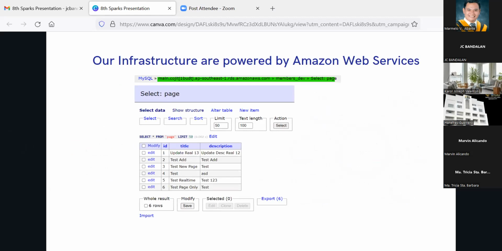This is just a sample from us. Our infrastructure is powered by Amazon Web Services.